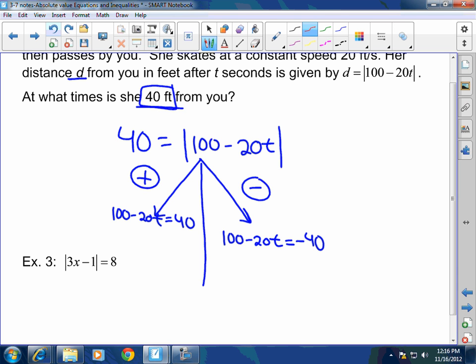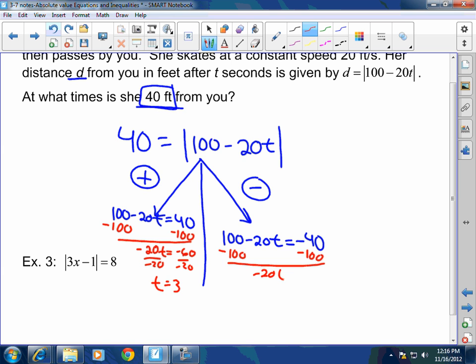Now it's easy. Subtract 100. -20t equals -60. Divide by -20. T equals 3. Here, subtract 100 to both sides. -20t equals -140. Divide by -20. And t is equal to 7.